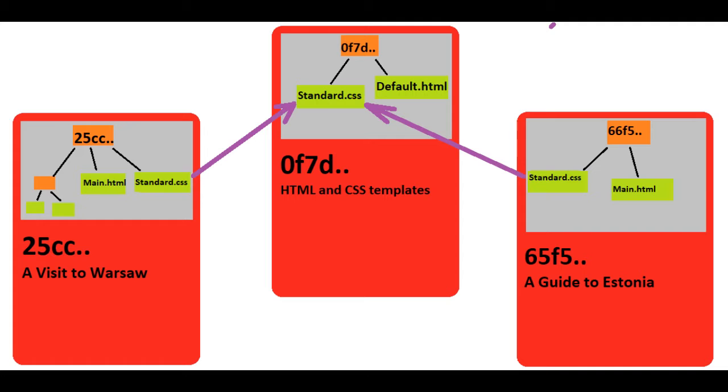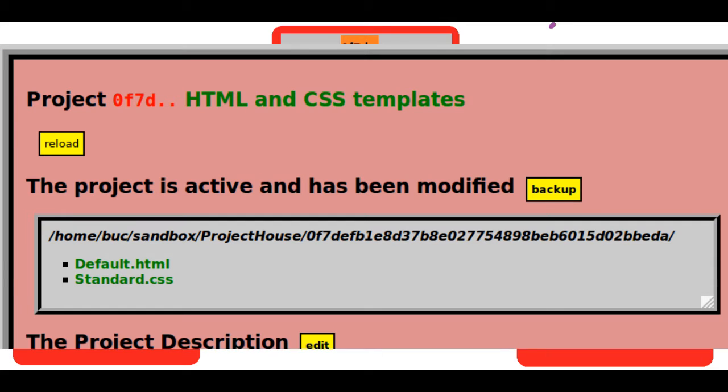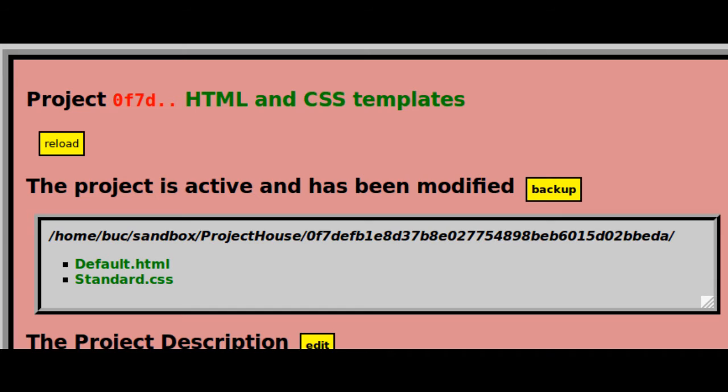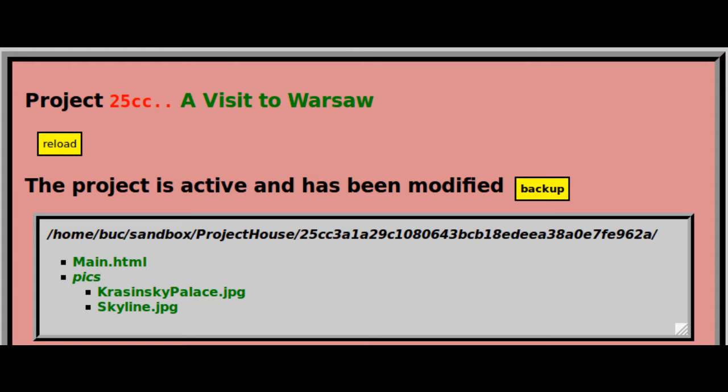Again, let us consider the example with two travel guide projects and the one project holding the style sheet. Let us create the symbolic link from standard.css under the Warsaw project to the target file. The HTML and CSS templates project contains an HTML and a CSS file, which will be the target for our symbolic link. The Visit to Warsaw project contains a main.html file and a pics folder with two pictures, but no standard.css yet. This is what we are going to create.